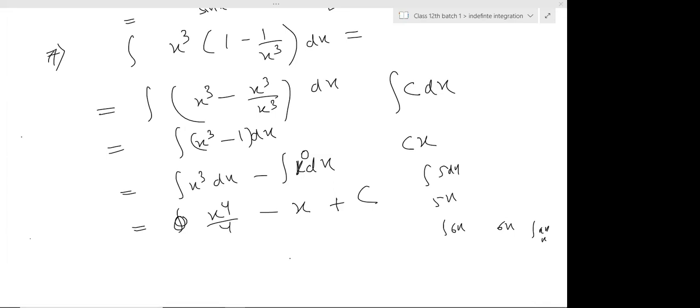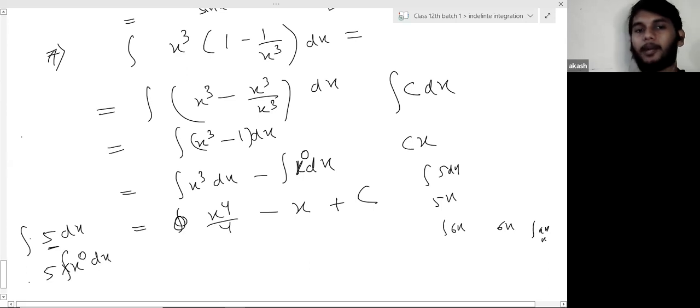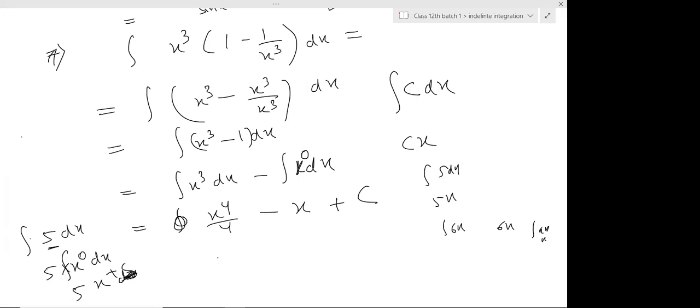Next question. So what about integration of a constant? Integration of 5 dx. This is a constant, right? So you can write 5 into x raised to the power 0 dx, and you can take 5 outside of the integration also. You can take a constant outside of the integration. So this is 5 times integration of x raised to the 0, which is x plus c. All right, note it down.